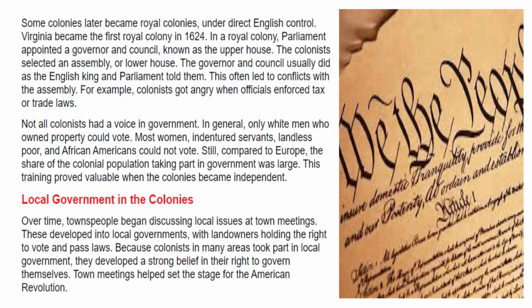Question 12. Over time, what did the townspeople in the colonies begin to develop? They began to develop a strong belief in their right to govern themselves, and that is key, and it helps to explain why we decided to get rid of the British government and have our own United States of America.